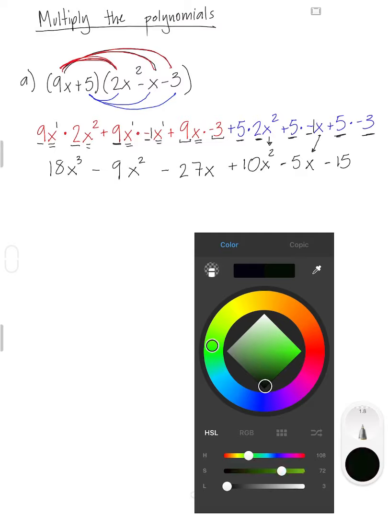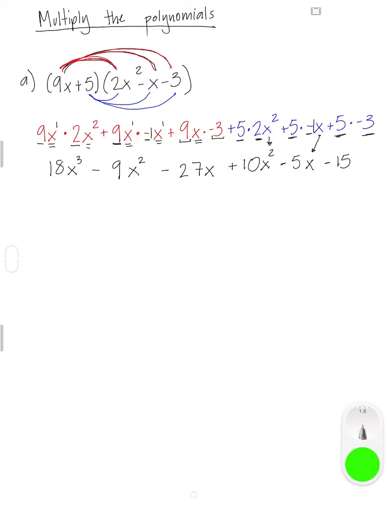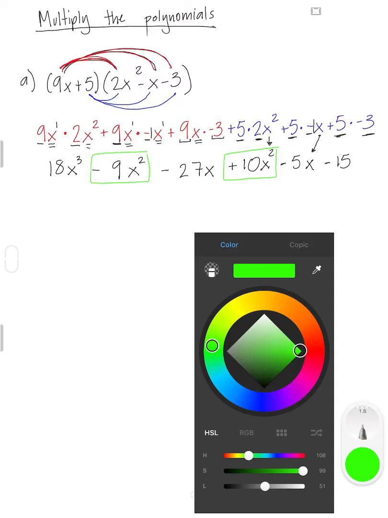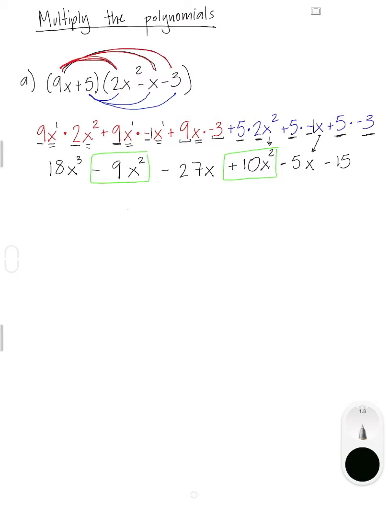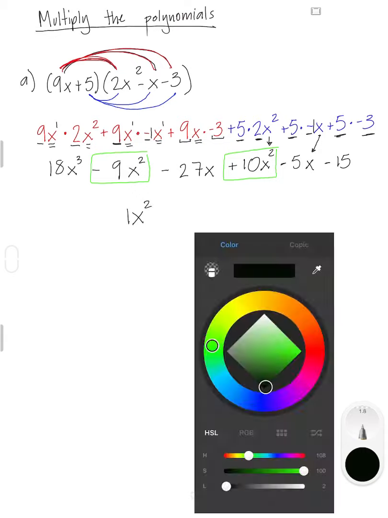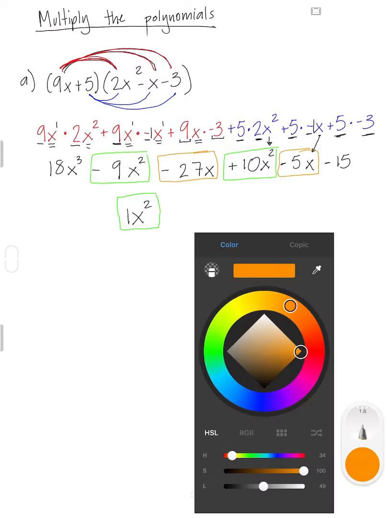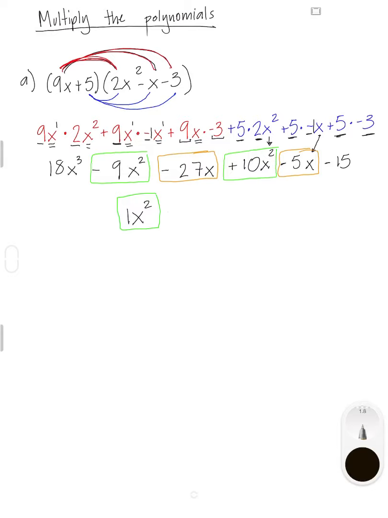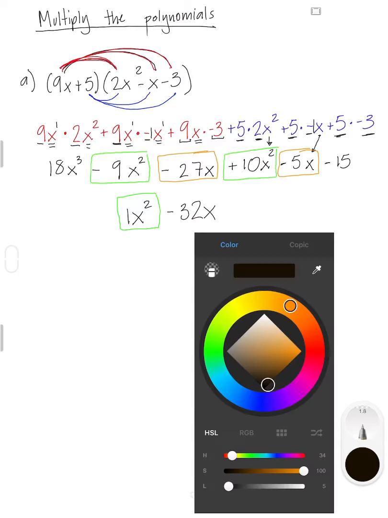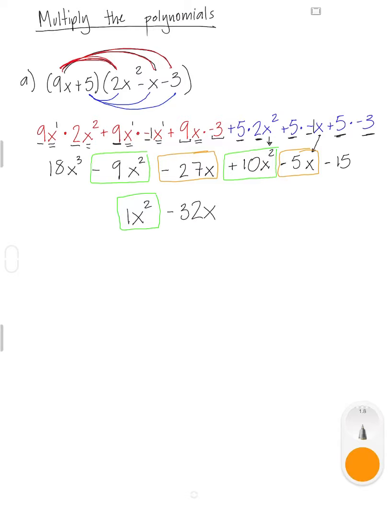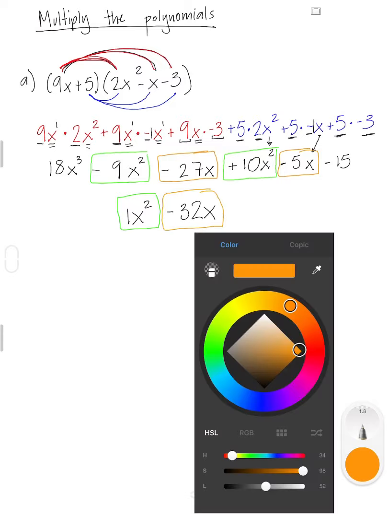So simplifying means to find the like terms. So I can see that I have a negative 9x squared, and then I have a 10x squared, right? So I can combine those two, and that will become negative 9 plus 10, it's 1, so 1x squared. I'm going to put it in a green box as well. And then I can also combine negative 27x and negative 5x. And when I combine them, that gives us negative 32x, right? Again, I'm going to write that in a box, right?